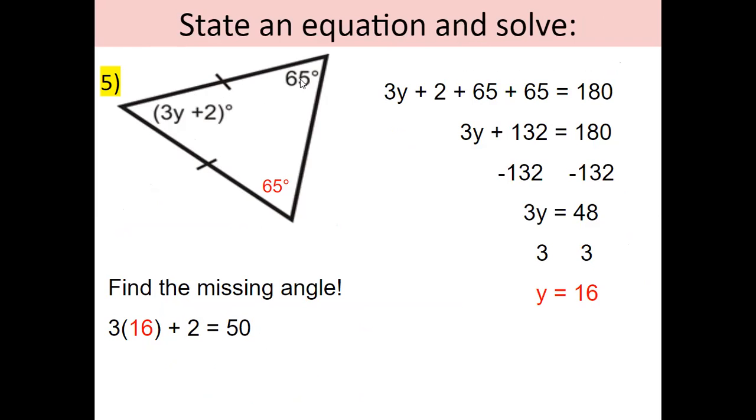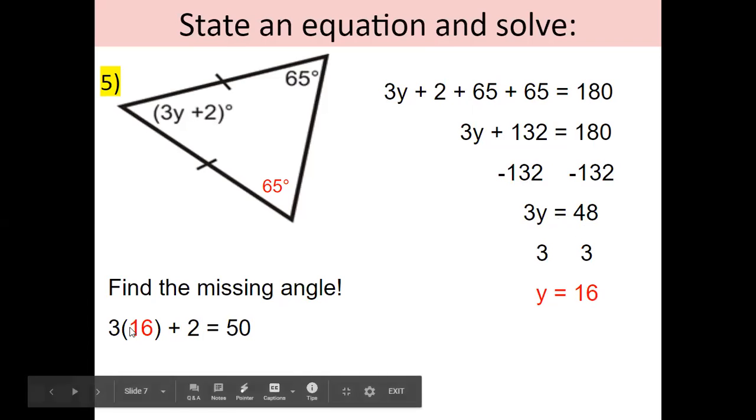And we know that the total of the inside of a triangle is equal to 180. So that's how we got this equation here. We just added everything together. 3y plus 132, because these numbers here add up to give me 132. Subtract 132 from both sides, divide by 3, and then we get y equals 16. So we know the measure of these 2 angles here, but we got to find this one. And just like the last 2 problems, we just substitute 3 times 16 plus 2, and that gives me 50.